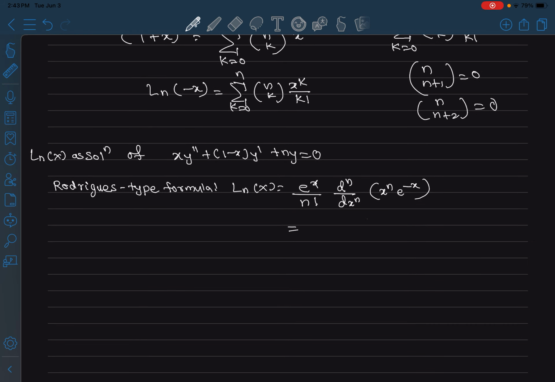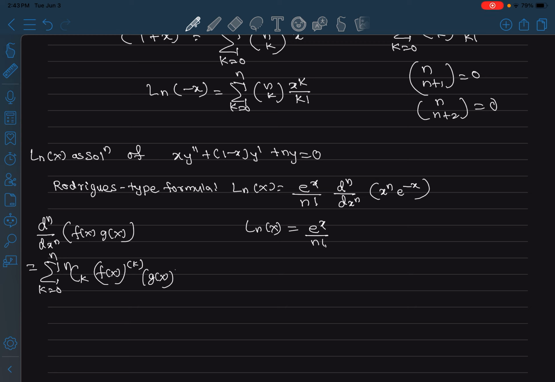So how do we go ahead? First of all, we have a product and we need the nth derivative of that product. There's an nth derivative of a product formula, which states that if I have to take the nth derivative of the product of f of x and g of x, the formula is the sum from k equals 0 to n of n choose k, times the kth derivative of f of x and the (n minus k)th derivative of g of x. We're going to use this.